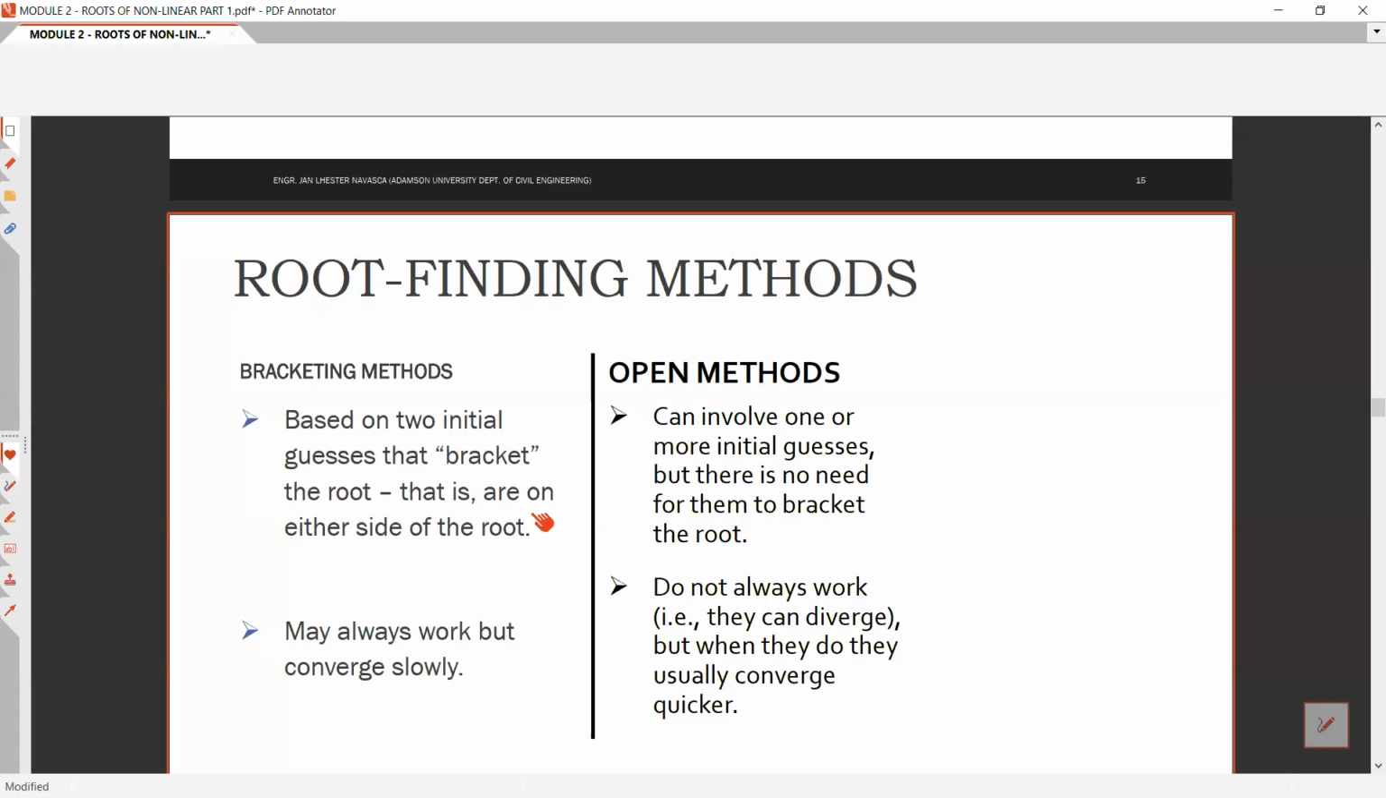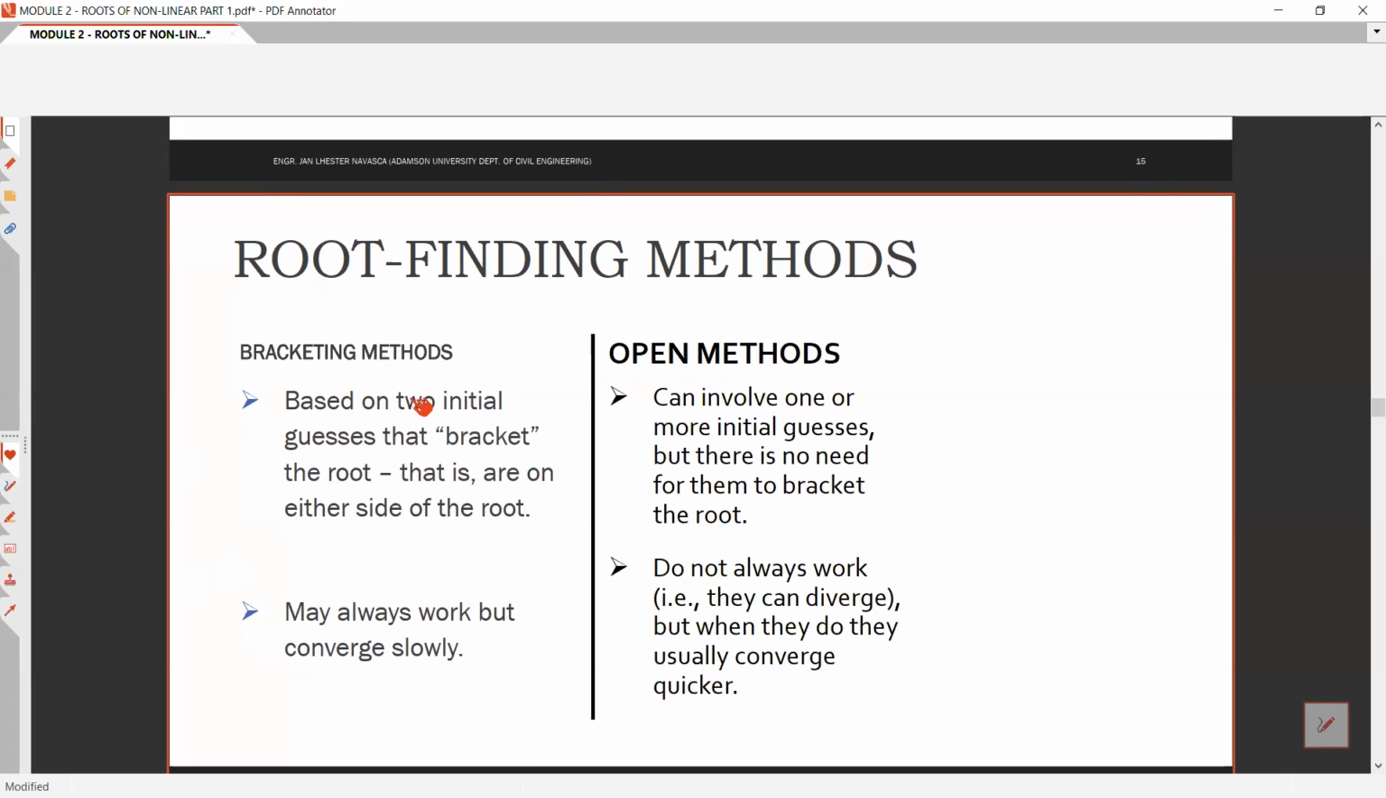Okay? For this part, you will first understand what is the bracketing method. Okay, so for the bracketing method, you will base two initial guesses that bracket the root, that are on the other side of the root. Okay, it may always work but converge slowly.